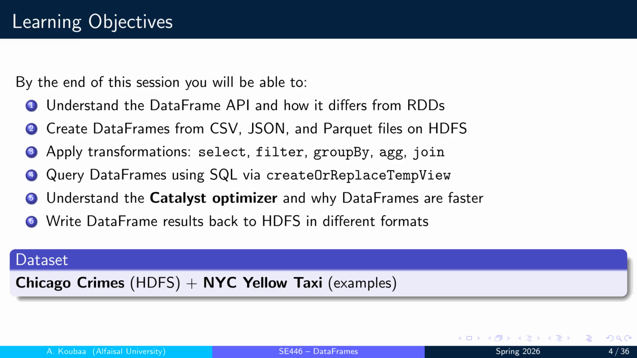A very powerful feature we will cover is how to query these data frames using standard SQL. Importantly, we will also answer the question of why data frames are faster by examining the Catalyst optimizer. To make these concepts concrete, we will work with the Chicago Crimes dataset throughout our examples.